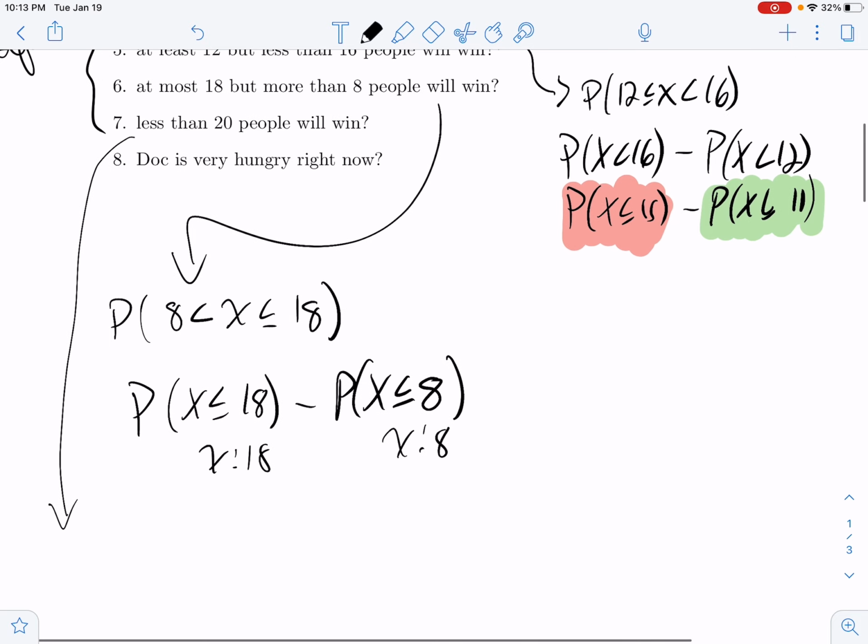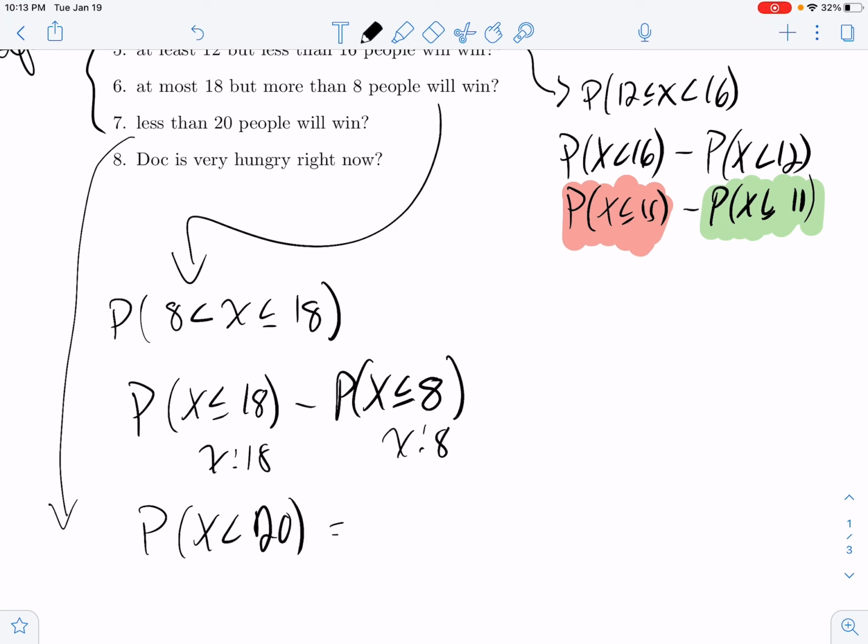And then for less than 20 people winning, this will be the probability that X is less than 20, which is equal to the probability that X is less than or equal to 19. So we need to do these less than or equal to's to do binom CDF. And the probability that I'm hungry right now is very high. Approximately 1. Okay, so next one.